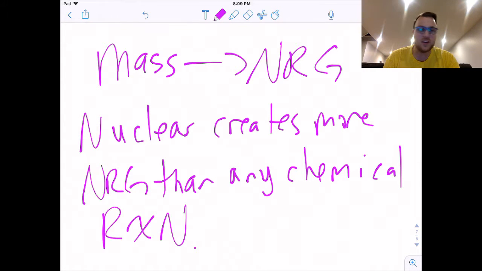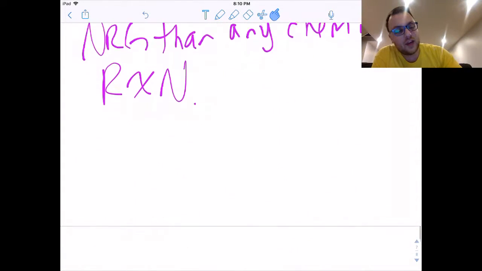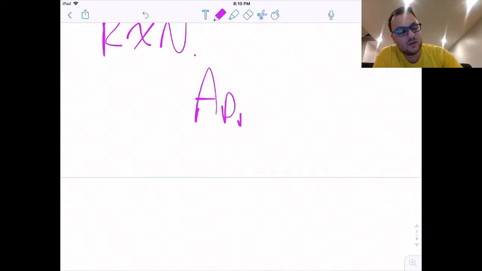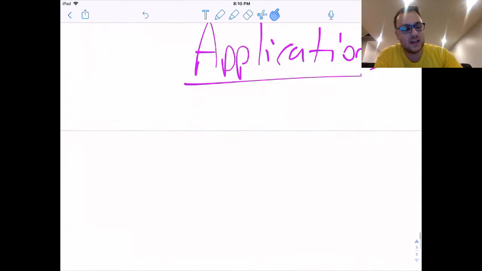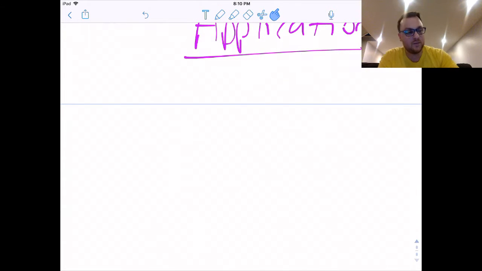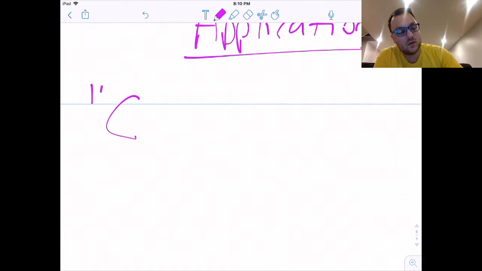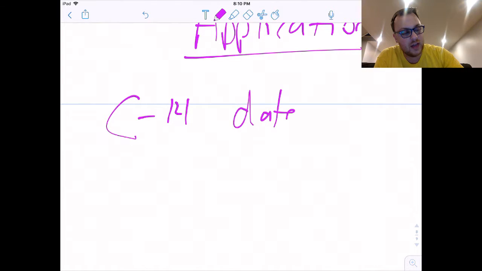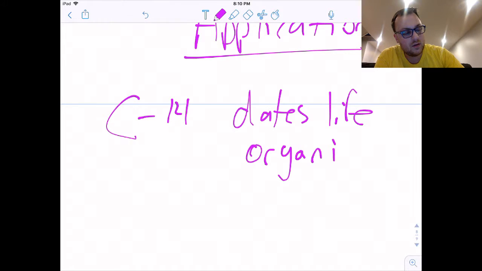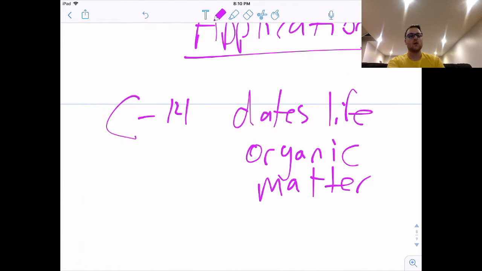The only other thing I can really think of is application of nuclear. So what application for these? And I see the same few reactants or radioactive elements pop up all the time. So we got carbon-14. That dates life. That dates organic matter. So it tells you how old former living things were. How old's this fossil? How old's this tree? Carbon-14 helps date life.